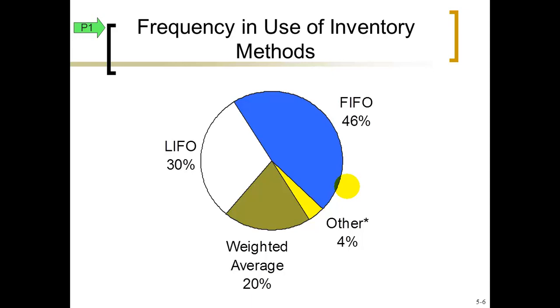Here you can see in this pie chart the popularity of those three or four different methods. The FIFO method is the most popular, then LIFO, and then the average. The specific identification method is probably in this small number here.